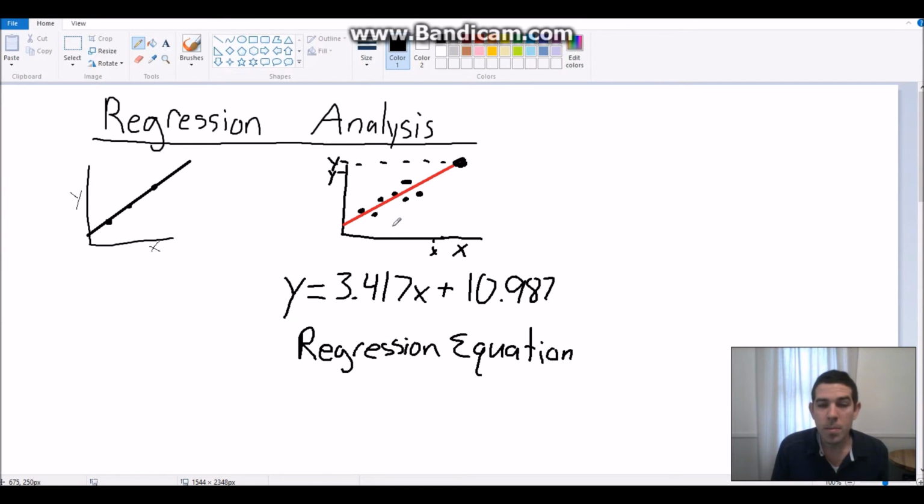And the fun part about this unit is we get to collect data. We're going to collect some data that we're going to put into a graph and then create our own regression equations that we can use to make predictions. So there you have it. There's regression analysis, and that's Unit 1C for this year. Well, that's it, and I'll see you in class.